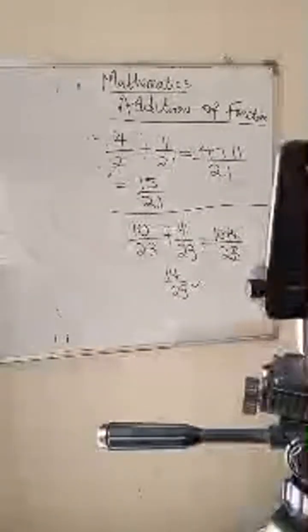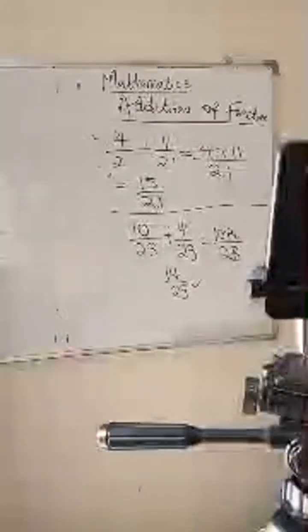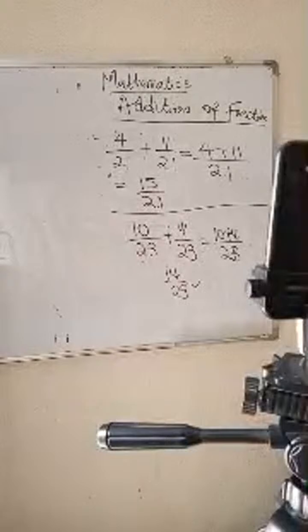So that's the easiest method of adding fractions together. To add fractions of any type together, observe that the denominators are the same. Whenever the denominators are the same, all you need to do is add the numerators. If you add the numerators, you have to keep the denominator constant. The denominator has to be what? Constant. That's the easiest way of adding fractions together.